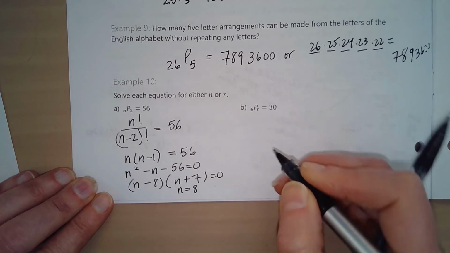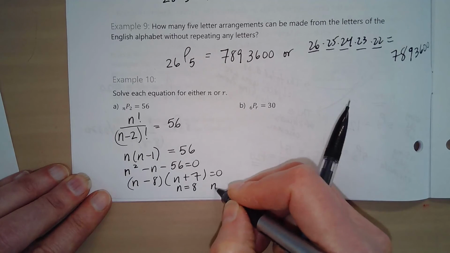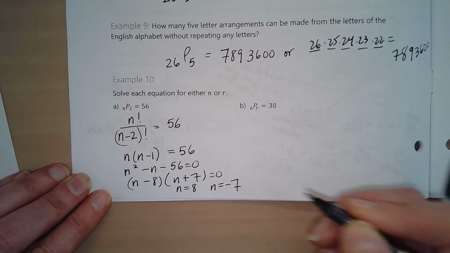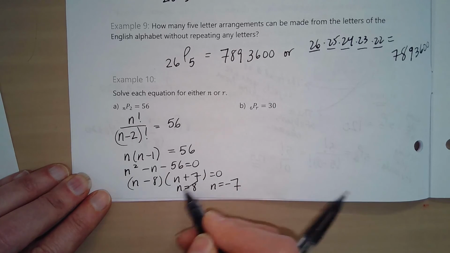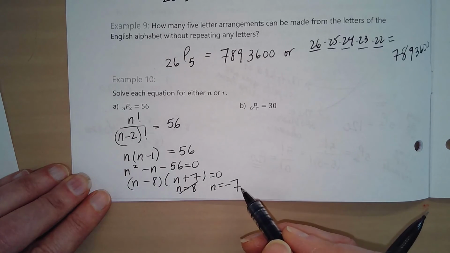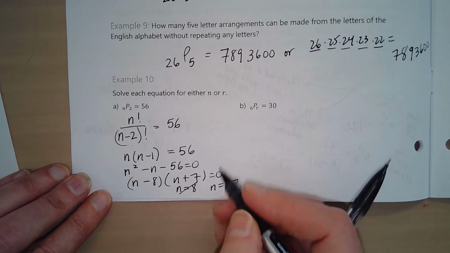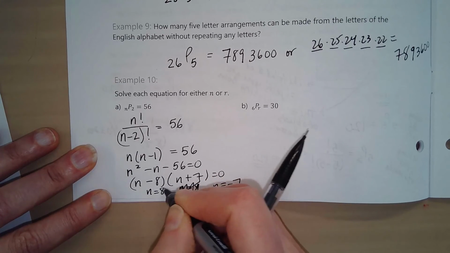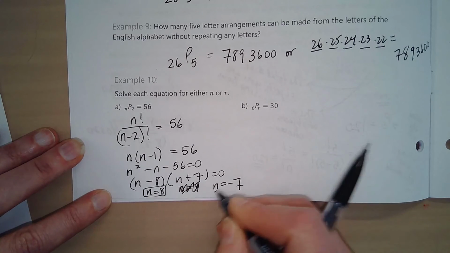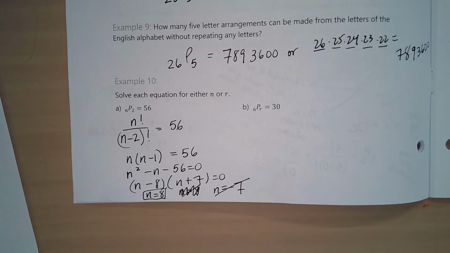Even if you know it's not going to be a good answer, you still have to state it. You still have to solve and then reject. 8 factorial works, all the factorials make sense. -7 factorial doesn't exist. n equals 8 is your answer. -7 doesn't exist, so you have to reject it.